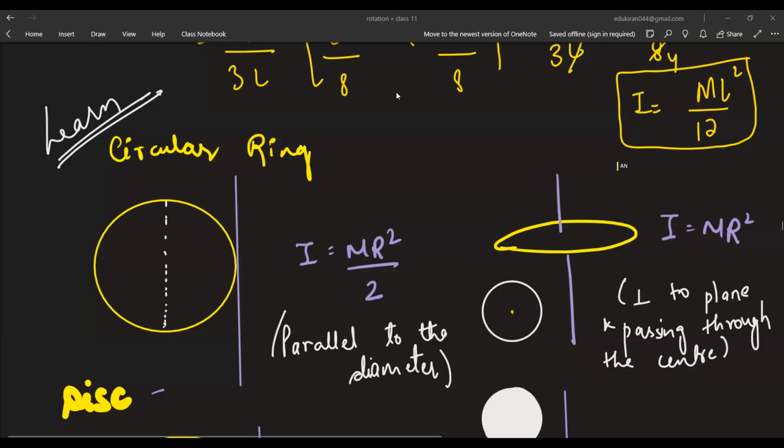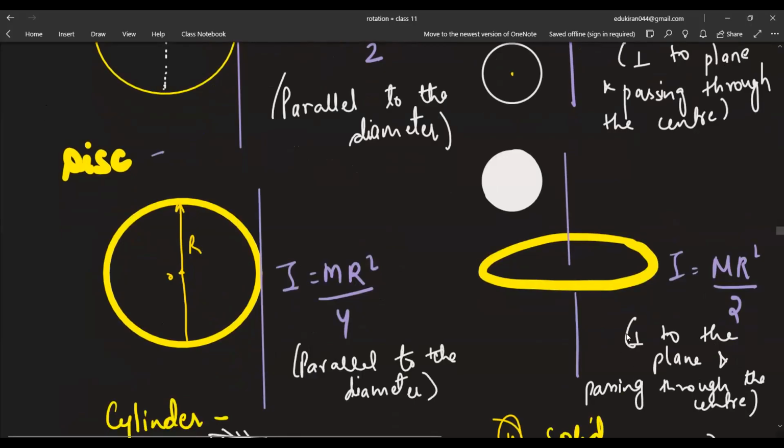Yes, Giobita. I equal to mr square divided by 2. Incorrect. Jesleen, you've answered. Say that answer aloud. Mr square by 4. Mr square by 2 was already answered by Shaima when it was perpendicular to the plane. Parallel to the diameter, I have told you that this is mr square by 4.